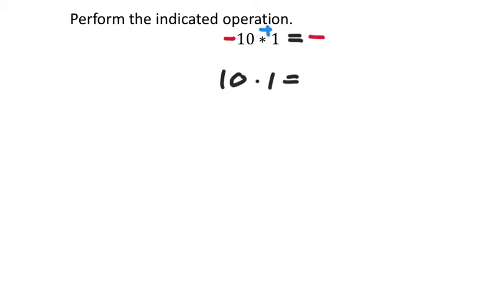All right, so 10 times 1 is 10. And yeah, since the signs are opposites, we have a negative answer. But now that we did the multiplication there as 10, we'll just apply the number to the sign, and that then makes it negative 10.